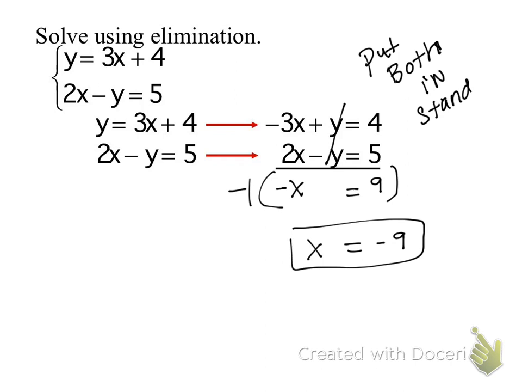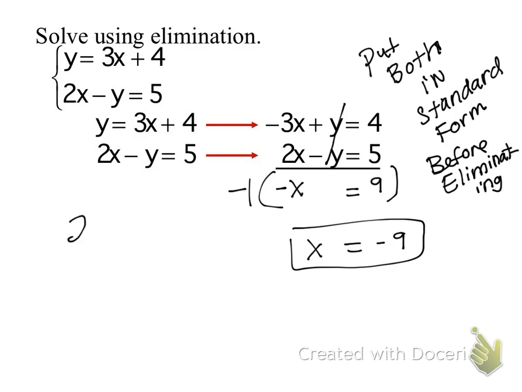Okay. And somewhere in your notes, make sure you have this down. Put both in standard form before you can eliminate. Okay, which one did you want to do? The second one, 2x minus y equals 5. Usually when something's alone, that's going to be easier math, but because you're not going on each side, you just simplify. But I'll do this one.